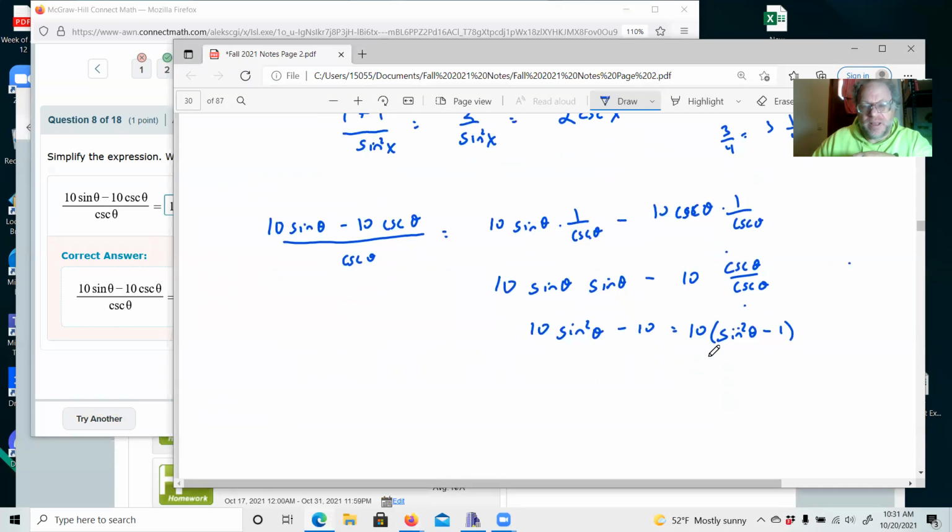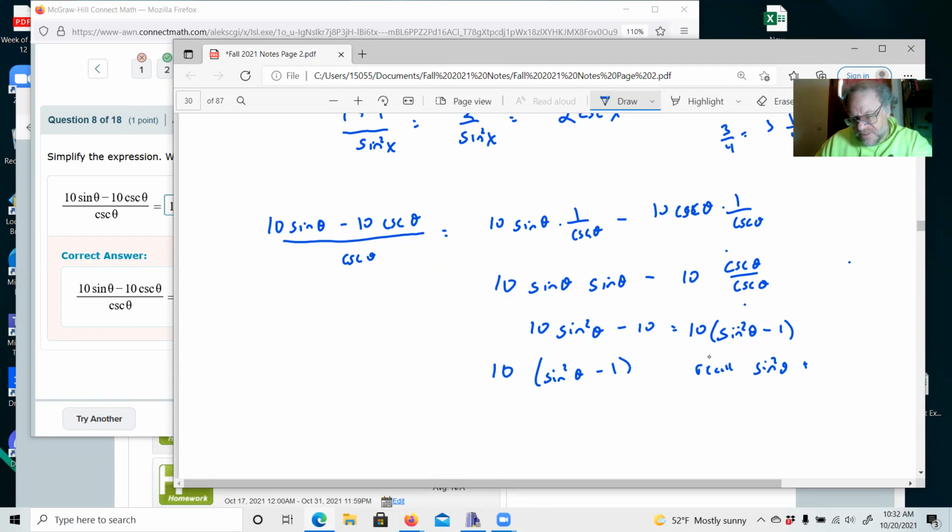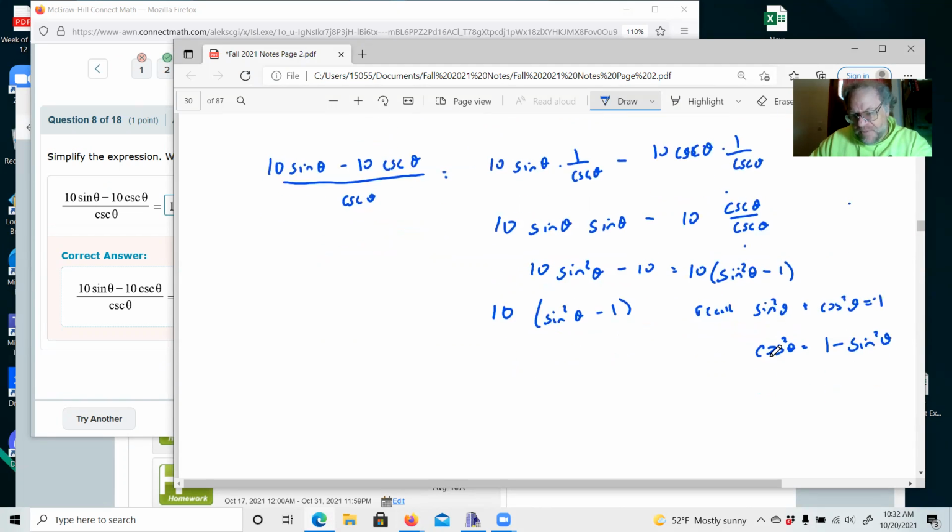Oh, okay, that's what they wanted. Okay, here's what they did. I should have guessed. Sine squared theta minus 1. Now, recall, sine squared plus cosine squared is equal to 1. So cosine squared is equal to 1 minus sine squared. Now, if I do a negative cosine squared, that's equal to negative 1 plus sine squared, or sine squared minus 1 is equal to negative cosine squared minus 1.